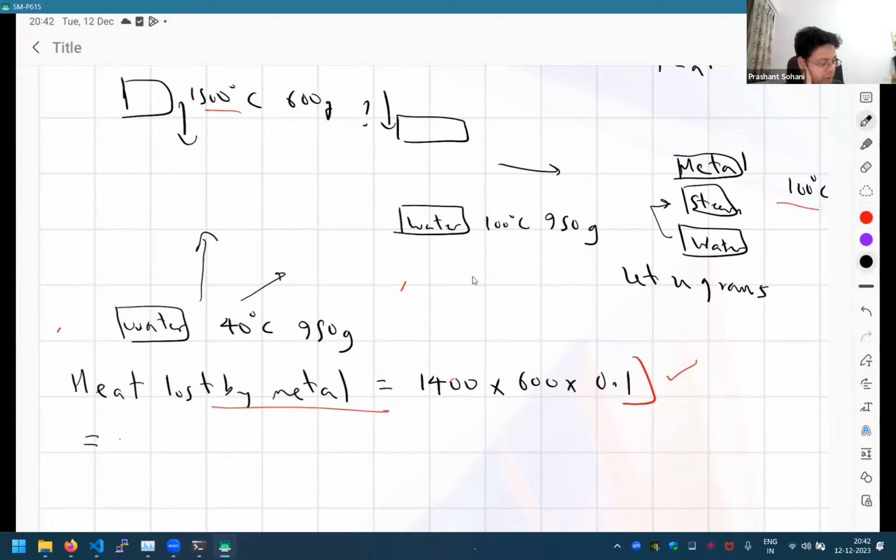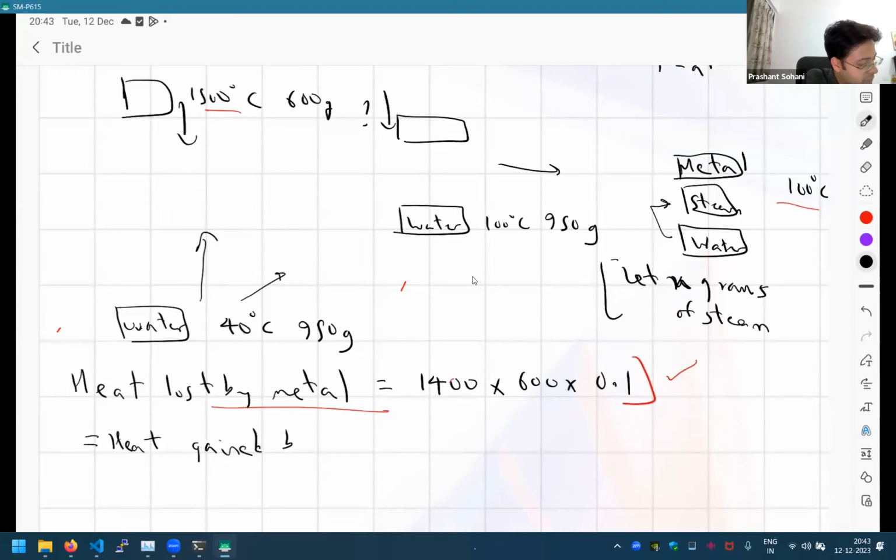Okay. So now we are coming to the second part: how much heat is absorbed by the water and the steam, and we are going to equate that. So for that, let x grams of steam be produced. That x is what we have to find out, right? So the total heat gained by the water plus steam.